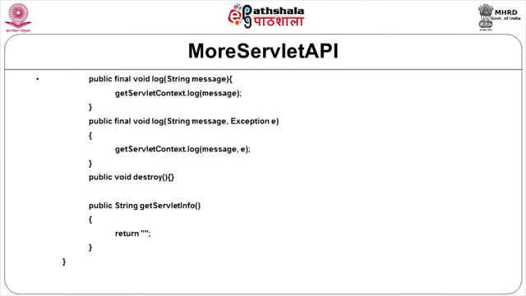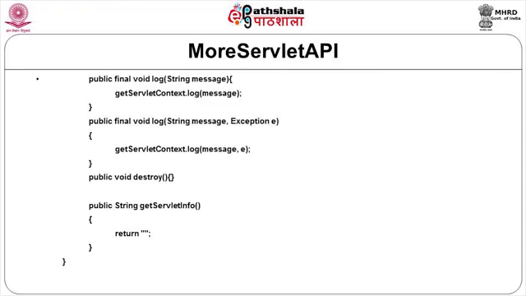We already have a method called getServletContext in this class. So we can simply use getServletContext().log with the message, which is the parameter here. That should be the implementation for one of the log methods. On similar lines, we can also write the implementation of the next log method, which has two parameters, and simply forward the call. We keep it final as well. So we have these two log methods as final methods.